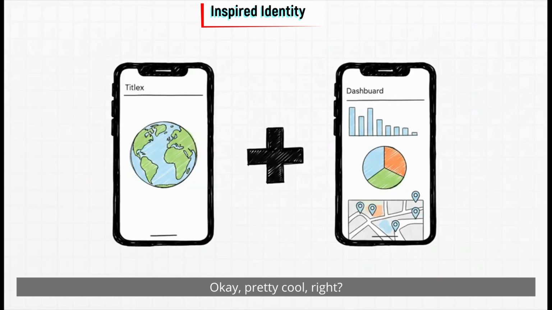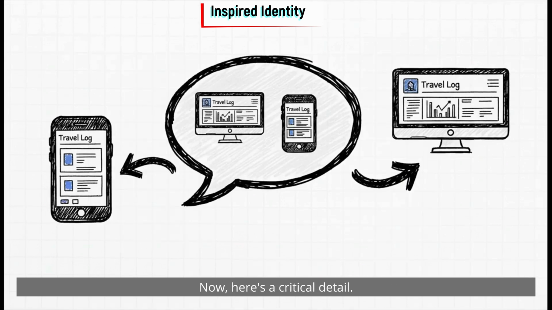Okay, pretty cool, right? But they didn't stop there. For the next challenge, they decided to add a completely new screen to the app, a travel log. Think of it like a personal dashboard where you can see all your travel stats. Now here's a critical detail. You know how important it is for apps to look good on your phone, right? Well, they made sure to tell Codex that. Just a simple instruction, right in the prompt, make sure the app is responsive on mobile.